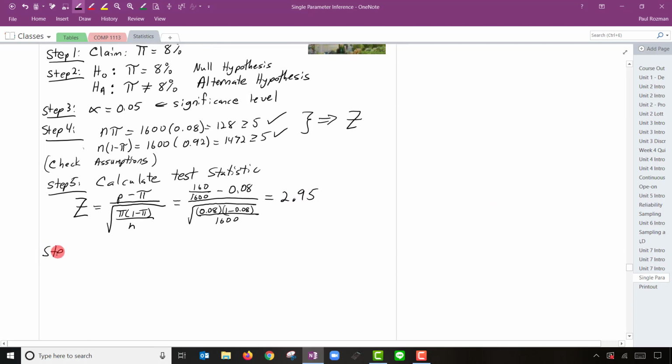So that's what step 6 will be about. There are actually 2 methods for step 6. There's the classic method and the p-value method. Maybe I'll break it up and I'll do them both.